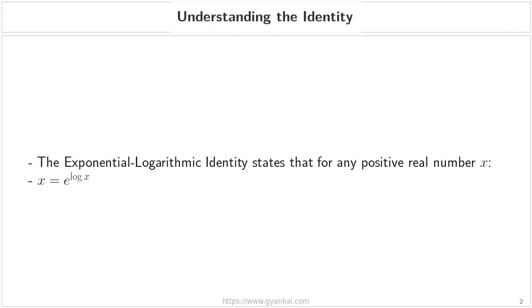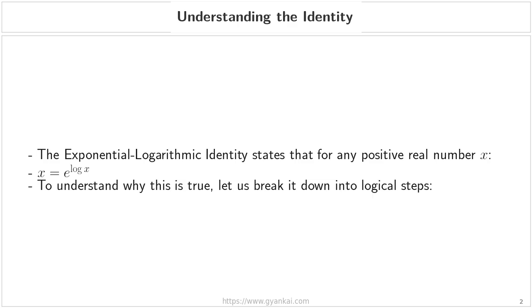Understanding the identity. Now that we have established that the natural exponential and logarithmic functions are inverses of one another, let us examine the specific identity that arises from this relationship. The exponential logarithmic identity states that for any positive real number x, x is equal to e raised to the power of the natural log of x. To help you understand why this is mathematically true, let us break the logic down into 5 clear steps.